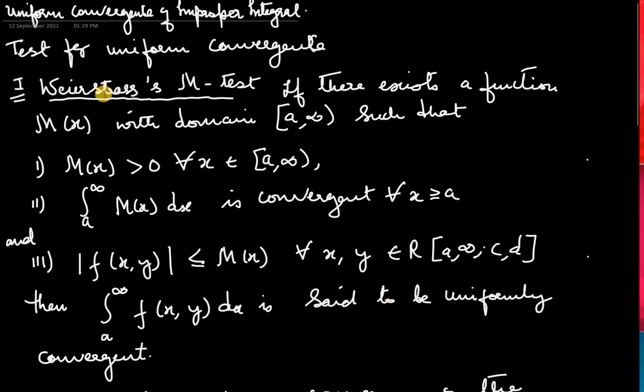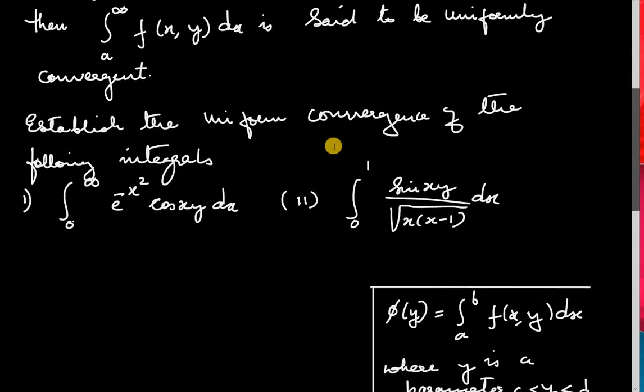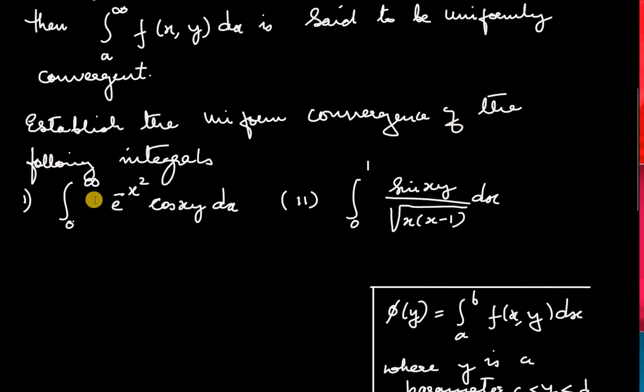So we'll follow this Weierstrass M-test in order to solve the following problems. Here the question is: establish the uniform convergence of the following integrals. Number one is the integral 0 to infinity e to the power minus x squared cos(xy) dx. Let us solve this first problem using the Weierstrass M-test.